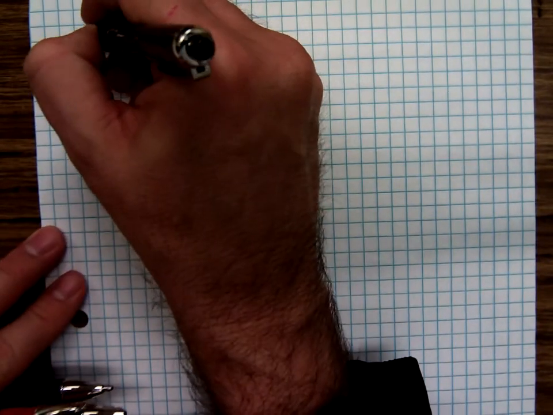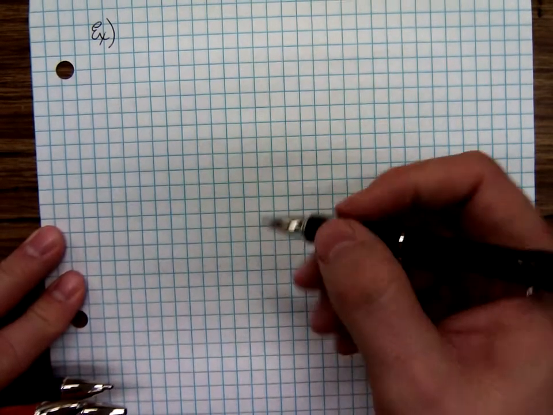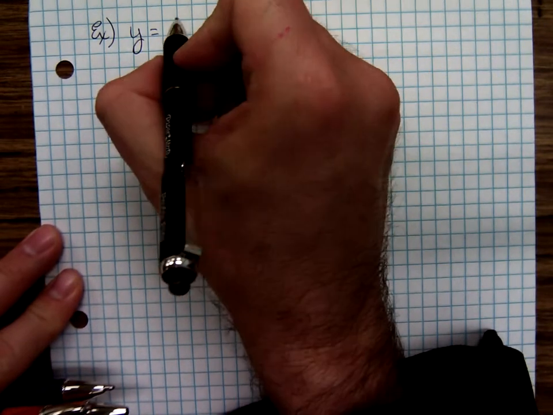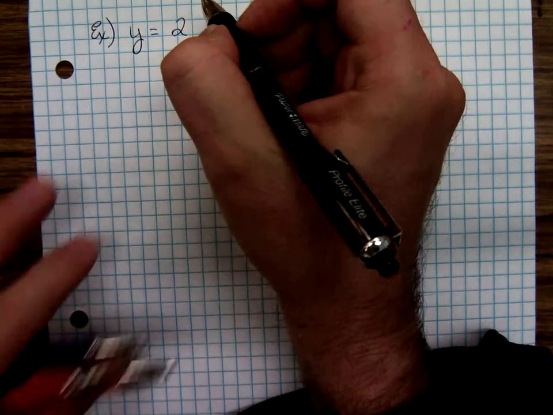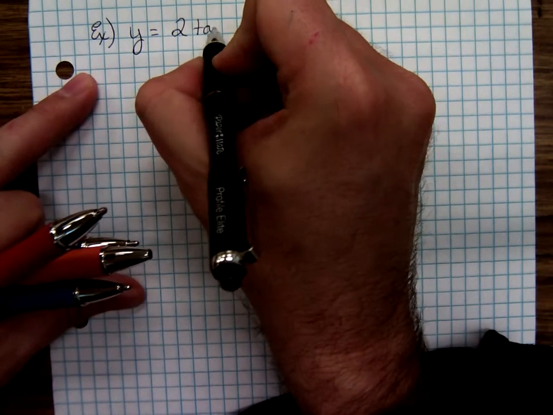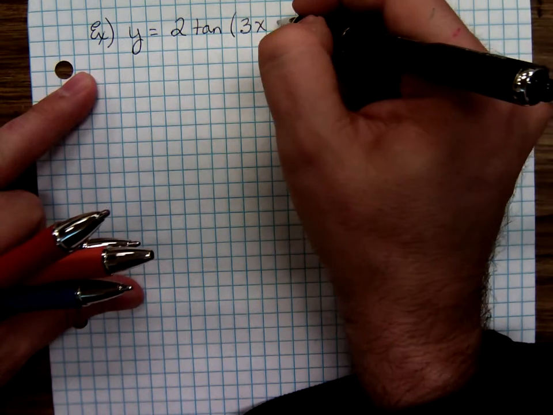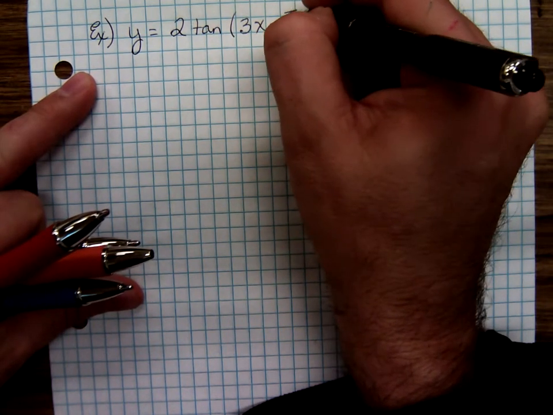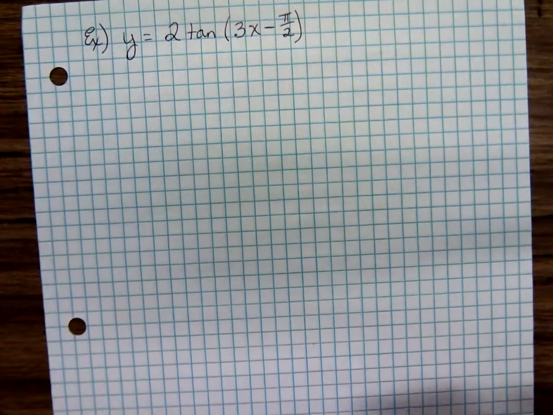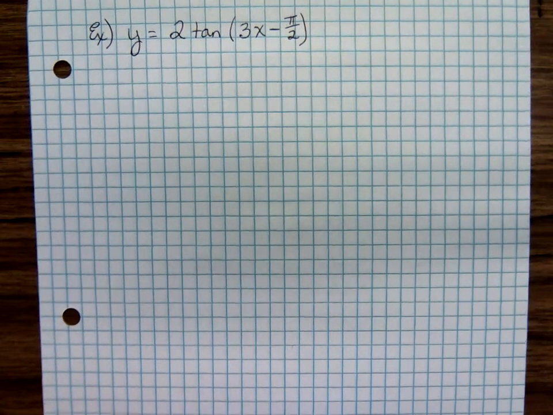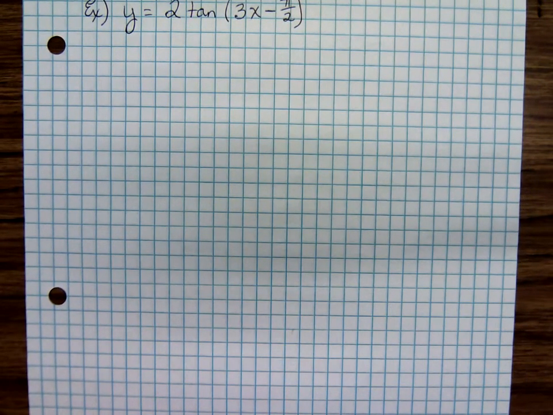So we will graph y equals, let's say, should we make it really messy? 2 tangent 3x minus pi over 2. I mean, we may as well go for it. Let's go ahead and state the period because there are probably some homework problems where it's going to ask, what's the period?